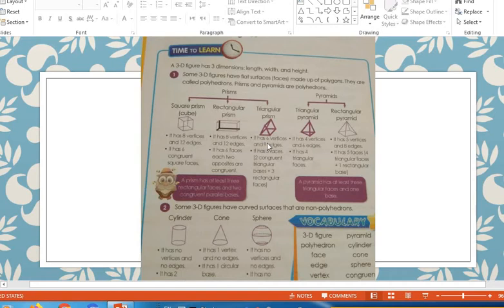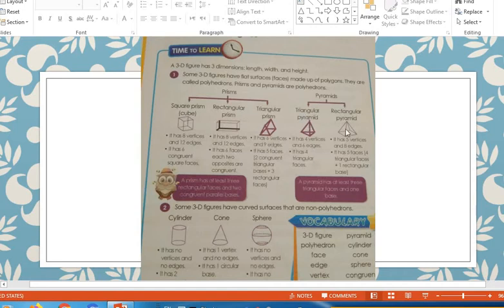Triangular prism. It has 6 vertices and 9 edges. It has 5 faces: 2 congruent triangular bases, this one and the other in the back, and 3 rectangular faces, this one, the other one here, and down here.